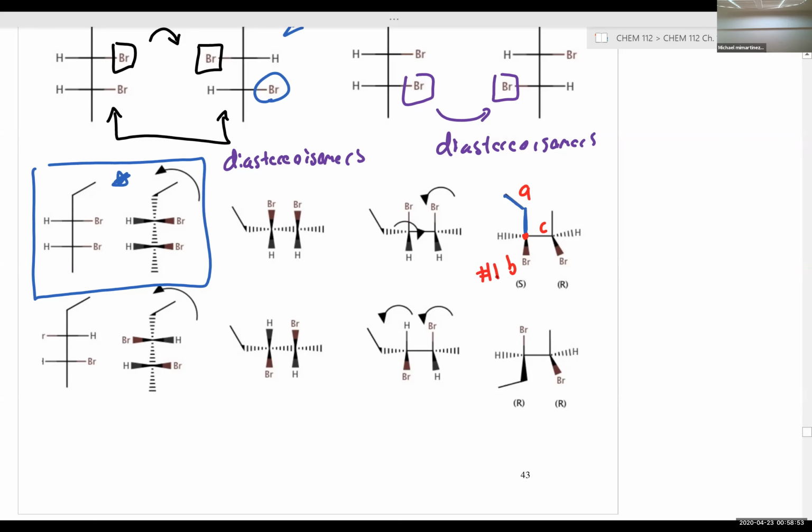What's our next highest priority? C, yep. And what's our lowest priority group? A. Okay, so if we draw an arrow going from B to A, we see that it's counterclockwise, so we'd assign the center as S.